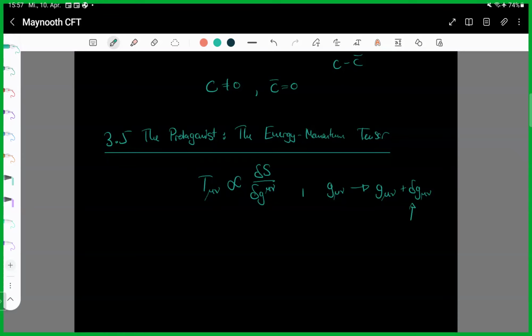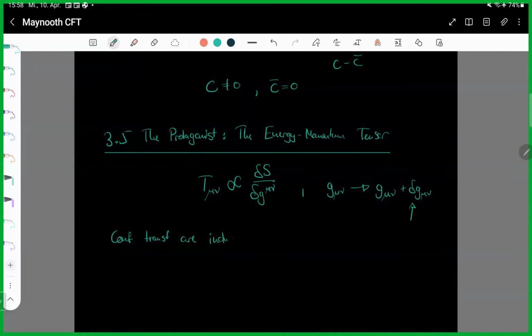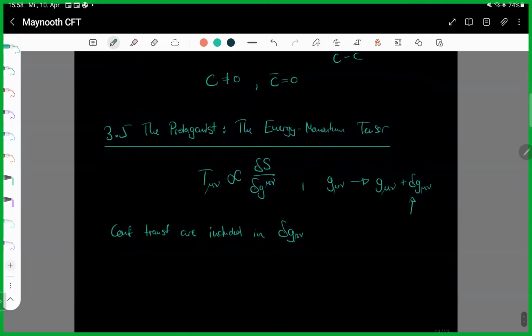And conformal transformations are included, obviously, in any small variation, so to say, on a metric. You can do whatever transformation you feel like, right? And in particular, it's going to include conformal transformations. So conformal transformations are included in delta g mu nu. And that means that the energy momentum tensor, this object here, contains the information about conformal symmetry.